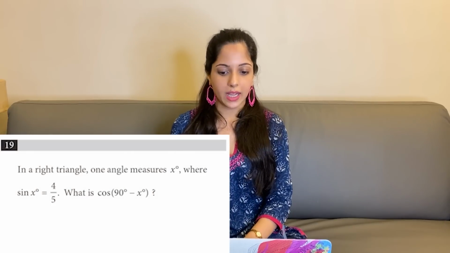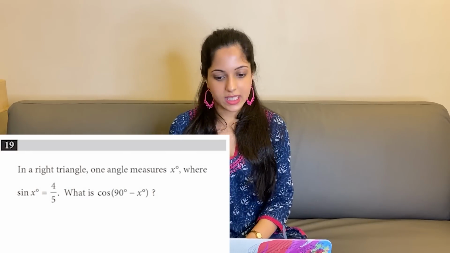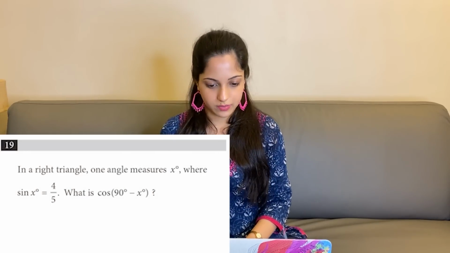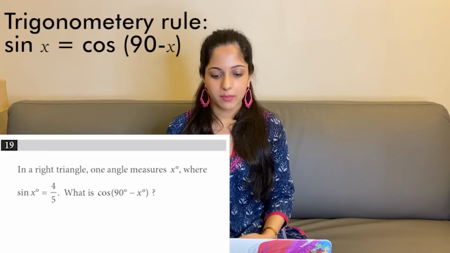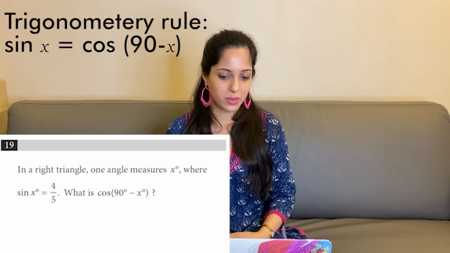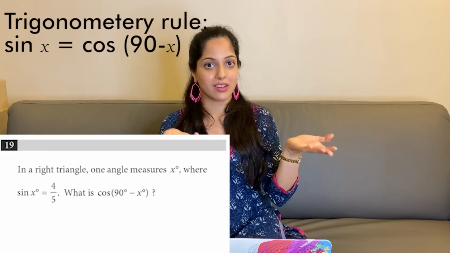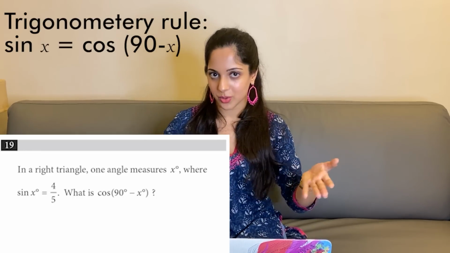So question number 19. In a right triangle, one angle measures x, where sine x equals 4 divided by 5, or 4 on 5. What is cos(90 minus x)? So again, you need to know basic trig, but this is a pretty simple question. Sine x actually equals cos(90 minus x) by all the rules of trigonometry.